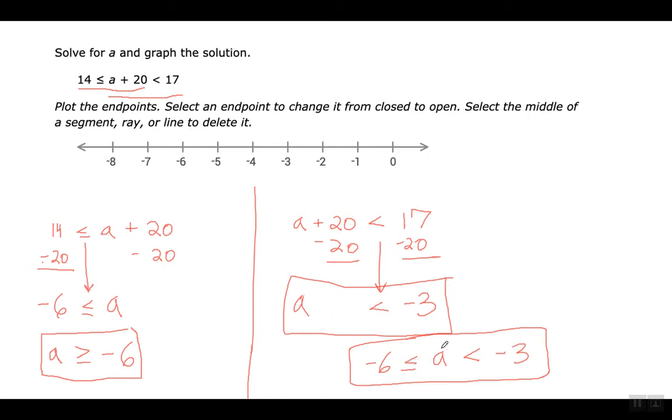A es un número que no se sabe lo que es, pero se sabe que es menos que negativo 3 y más grande o igual a negativo 6. Ahora vamos a hacer el gráfico. Let me do the graph now.